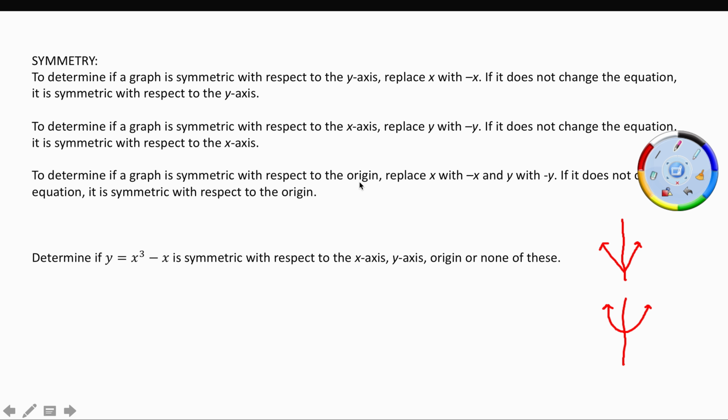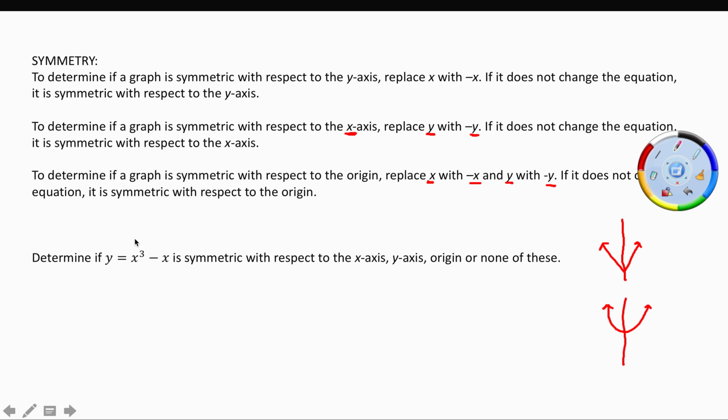To determine if a graph is symmetric with respect to the y-axis, we're going to replace x with negative x. If it does not change the equation, it's symmetric with respect to the y-axis. To determine if it's symmetric with respect to the x-axis, replace y with negative y. If it does not change the equation, it's symmetric with respect to the x-axis. To determine if it's symmetric with respect to the origin, I'm going to replace the x and the y with negative x and negative y. Okay, so let's practice this one.